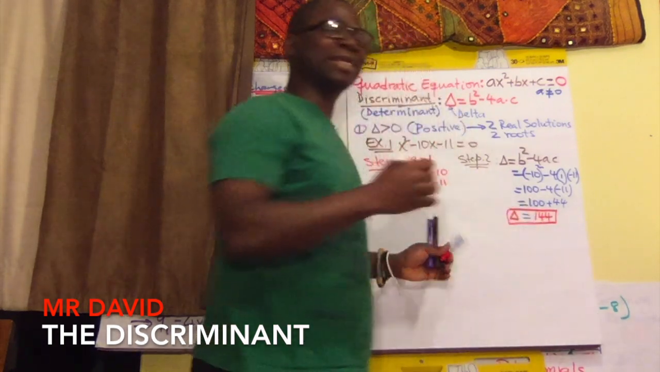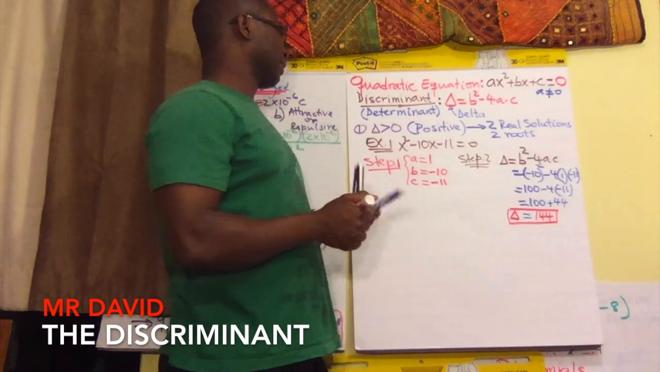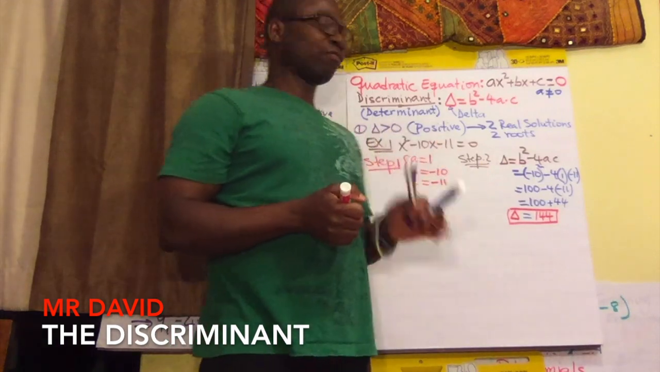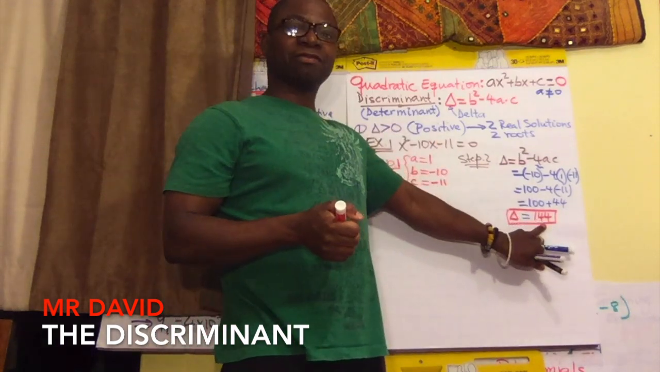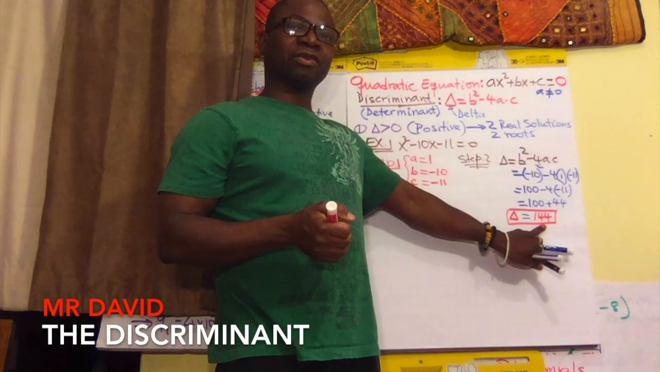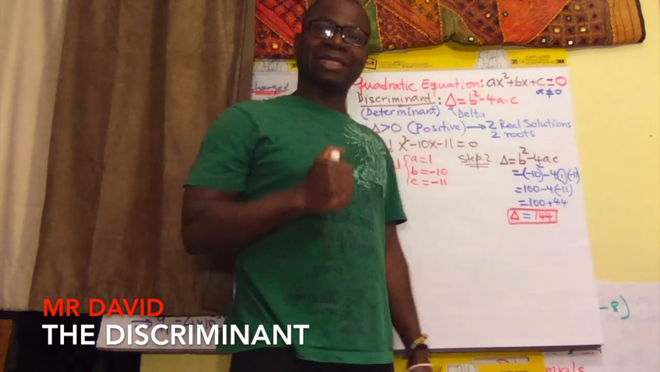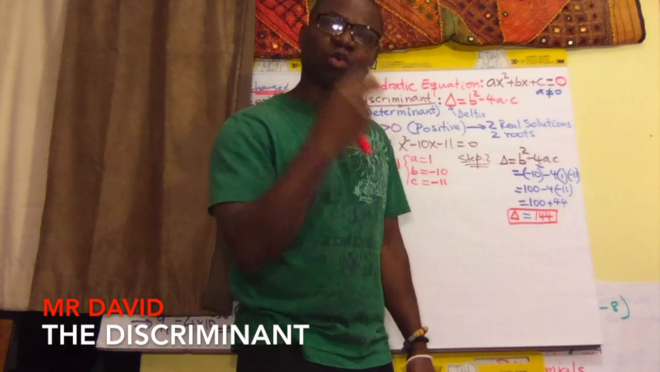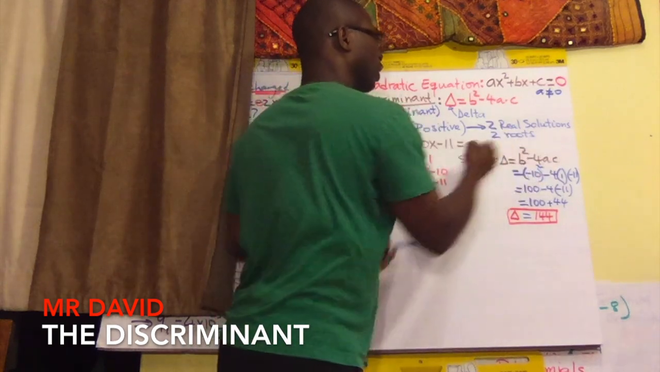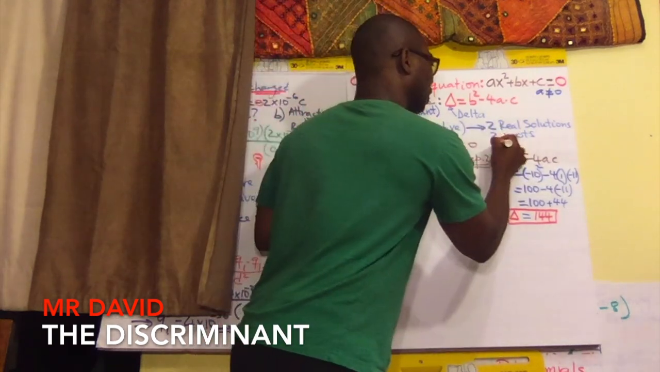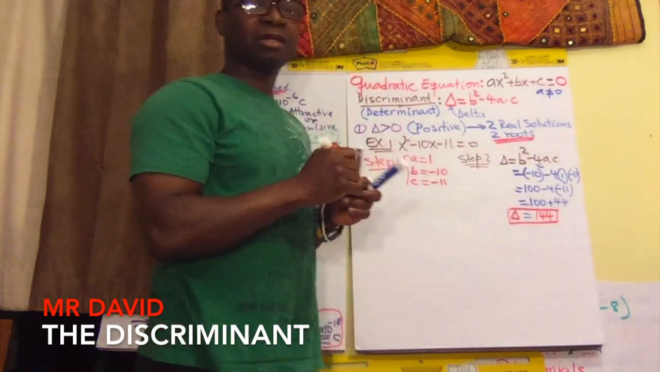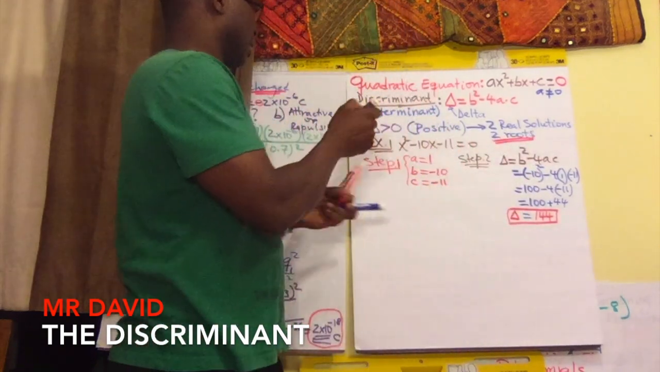Okay, so that's an example where delta is positive. See, it's greater than 0. When that happens, you know right away, oh, my delta is positive. That means I have two real solutions, or two roots. Really important. Now let's move on to case number 2.